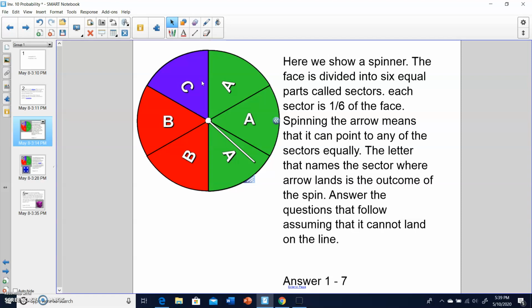Number 6, if the arrow is spun many times, then what fraction of the spins are likely to stop at sector C? What fraction for sector C? And number 7, in 60 spins, about how many times would we expect it to stop at sector C? About 6 times, about 10 times, about 20 times, about 30 times. Okay, you can go ahead and pause the video if you haven't finished answering numbers 1 through 7. Answer them, and then go ahead and restart it and finish.